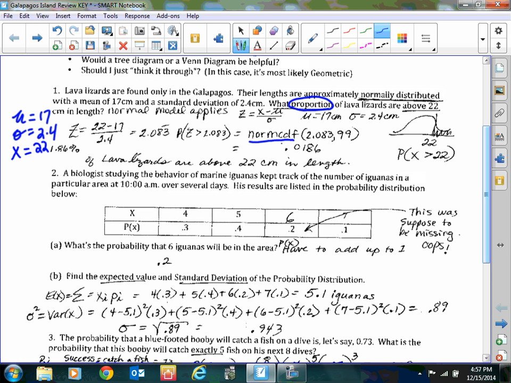So you had to find the z-score first by doing x minus the mean over the standard deviation. That was 2.083. If you want to go that or higher, then that is your lower z-score out to positive 99, which makes 0.0186. So that answer is 1.86% of lava lizards are above 22 centimeters in length.